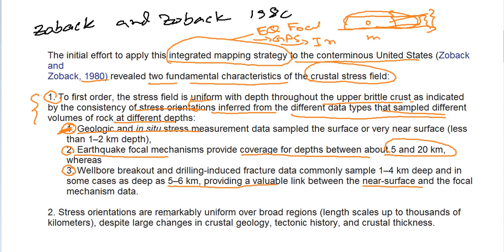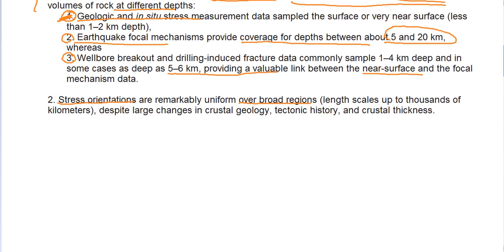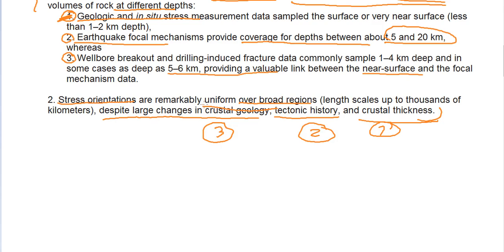Second, stress orientations are remarkably uniform over broad regions. What is the orientation of stress? We already know the principal stresses, sigma 1, sigma 2, and sigma 3. The orientations of sigma 1, sigma 2, and sigma 3 are remarkably uniform over broad regions, with length scales up to thousands of kilometers. We'll see more about that later. This holds despite large changes in crustal geology, tectonic history, and crustal thickness.